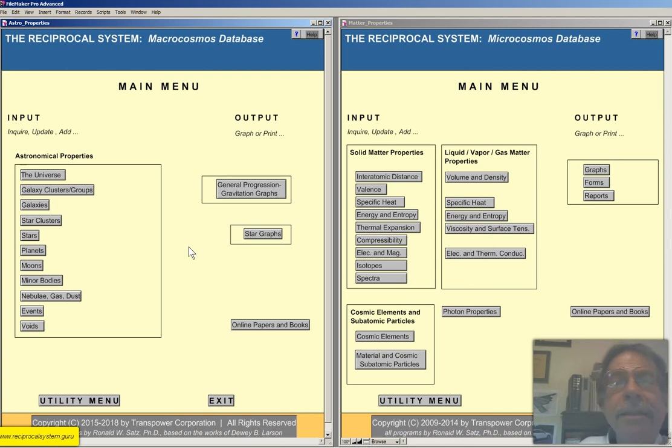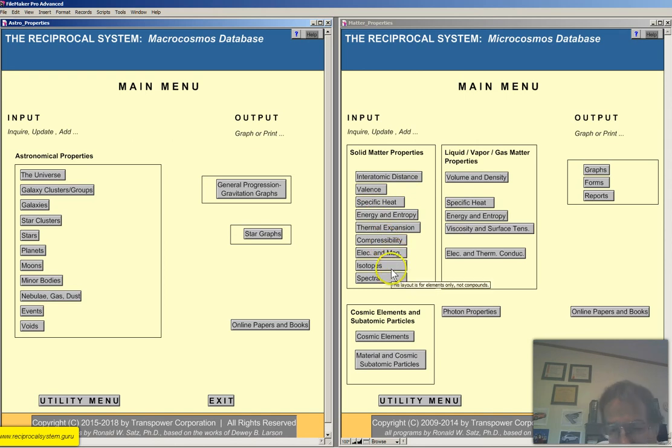Now, once you get done with that, you would get these two database modules. I've already gone over the Macrocosmos database. The Microcosmos database you see here on the right panel. Solid matter properties, including interatomic distance calculations, valence, specific heat, energy and entropy, thermal expansion, compressibility, electrical and magnetic properties, isotopes, and atomic spectra. Liquid, vapor and gas matter properties.